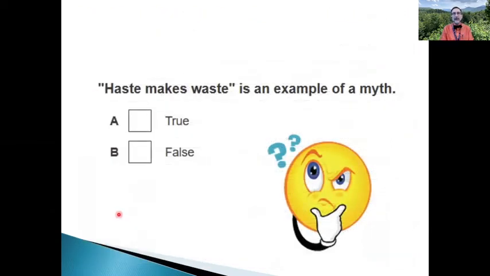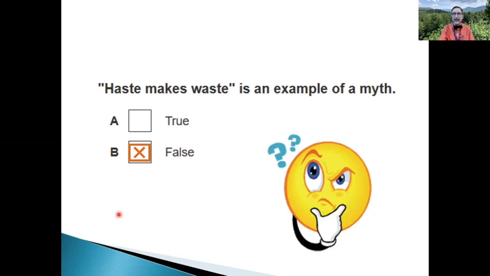How about some other questions? Haste makes waste. Somebody comes up, says that to you. What that means is if you're too quick to try to get something done, you do it wrong, it's a waste, and you need to do it again anyway. That's an example of myth. True or false? Yeah, that's false. That would be an example of a proverb.